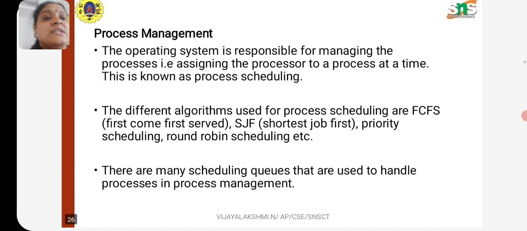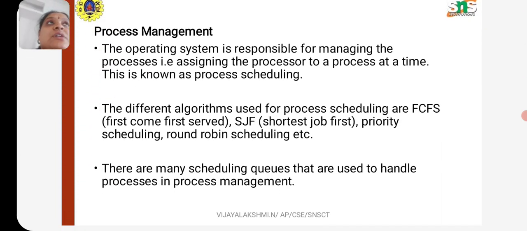The first thing is process management. So what is actually a process? A simple task is called a process. For example, if a user is requesting the operating system to print something, that is a process. The OS is responsible for managing the process, where it will assign the process to a processor at a time. This is known as process scheduling.